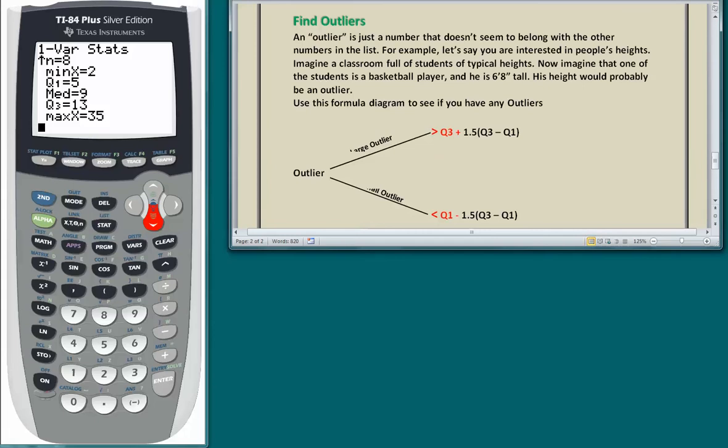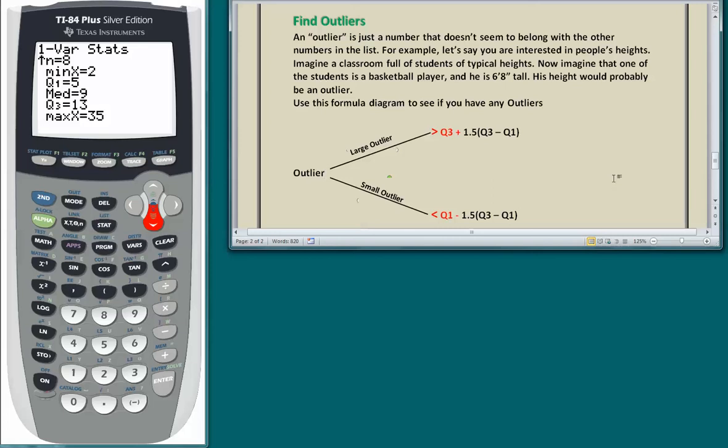And the last thing we're going to learn how to do with our 5-number summary is to find out if we have any outliers. What is an outlier? An outlier is just a number that doesn't seem to belong with the other numbers in the list. For example, let's say you were interested in people's heights. Imagine a classroom full of students of typical heights. Now imagine that one of the students is a basketball player who is 6 feet 8 inches tall. His height would probably be an outlier.